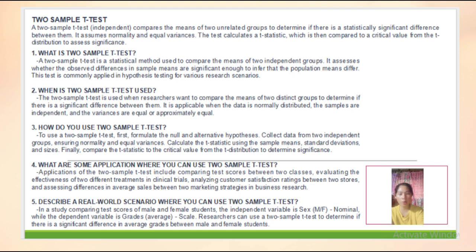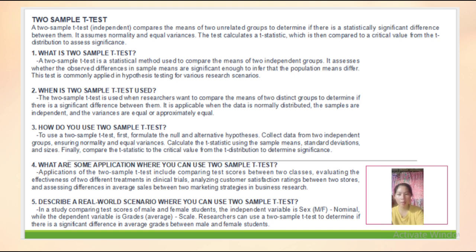How do you use a two-sample test? To use a two-sample test, first formulate the null and alternative hypotheses. Collect data from two independent groups, ensuring normality and equal variances. Calculate the t statistic using the two sample means, standard deviations, and sizes.